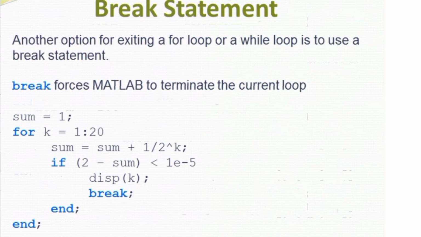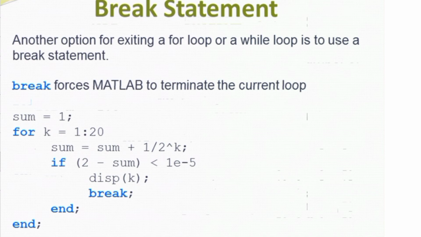What this is going to do is, if that condition within the if structure is true, so if 2 minus the sum is less than 0.00001, or 1e-5, then we're going to force the loop to stop before it reaches the value of k equal to 20, which would be the last time it would repeat.